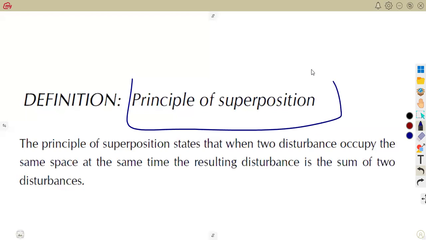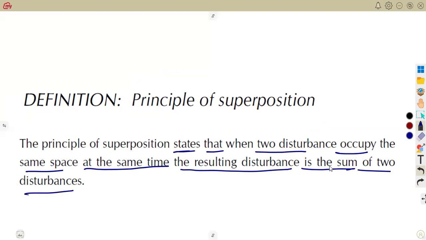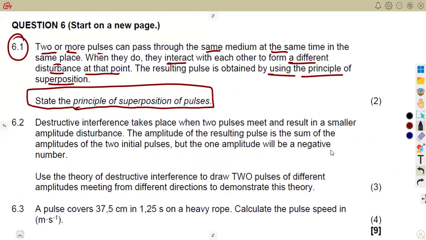So the principle of superposition, we can simply refer to it as it states that when two disturbances occupy the same space at the same time, the resulting disturbance is the sum, which is the addition, of the two disturbances. All right? Which is the sum, that is the addition. You have to add to combine them. So remember, we can have a constructive interference or we can have a destructive interference depending on what you're given.